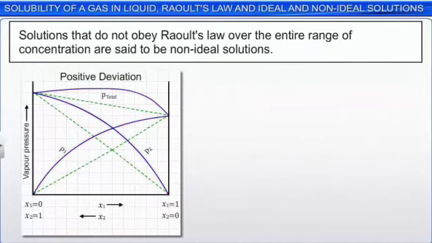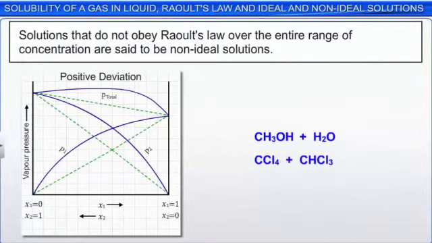Methyl alcohol and water, carbon tetrachloride and chloroform are some other solutions that exhibit positive deviation from Raoult's law.